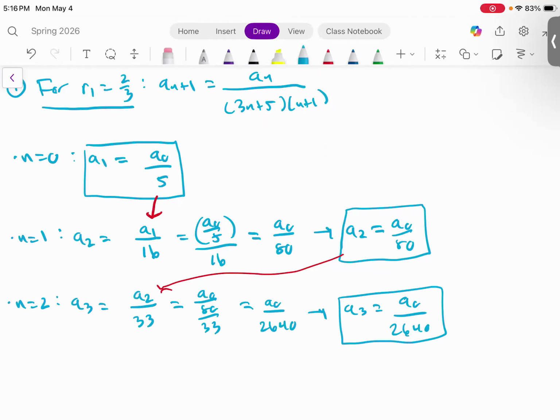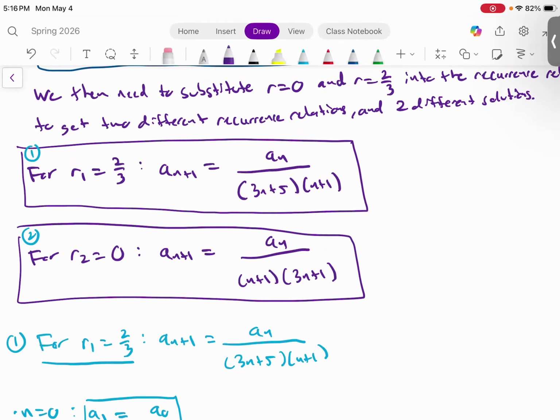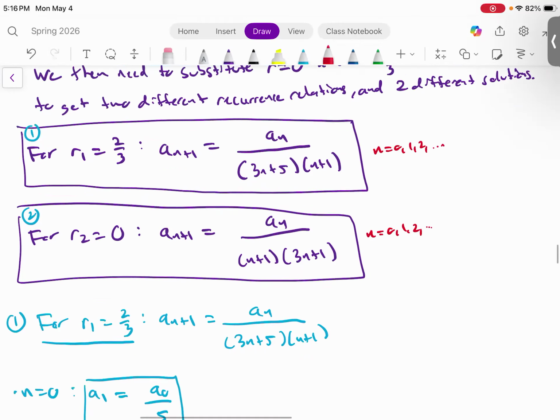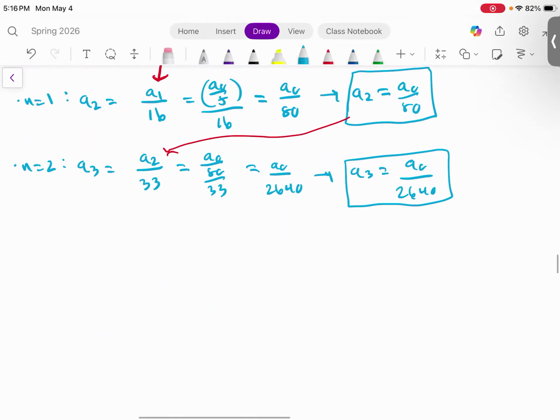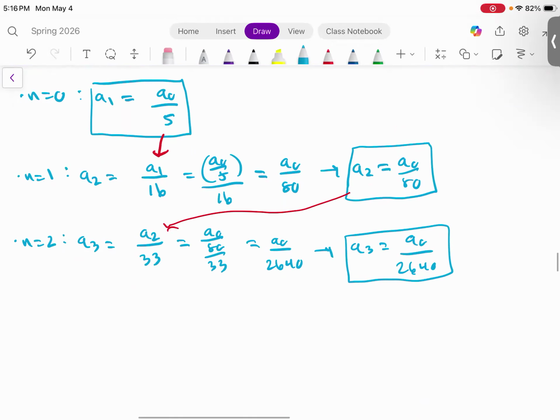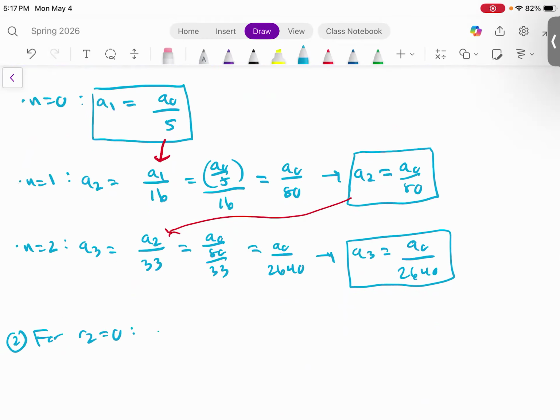And so we'll do the same thing for r equals 0, okay? And just remember that this is for n equals 0, 1, 2, dot, dot, dot. So we're gonna do the same thing for r equals 0. So let's go ahead and try that out. So, step 2, or recurrence relation 2, for R2 equals 0, what's our recurrence relation? It's a sub n plus 1 equals a sub n all over n plus 1 times 3n plus 1.